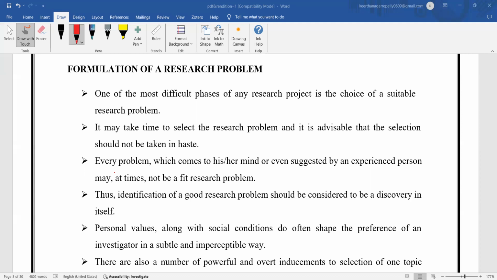As a fresher in research, you should always go for a feasible research problem, so that in terms of funding, in terms of time, in terms of data collection, all these things are kept in mind while deciding on or formulating a research problem. So that is what it is talking about.